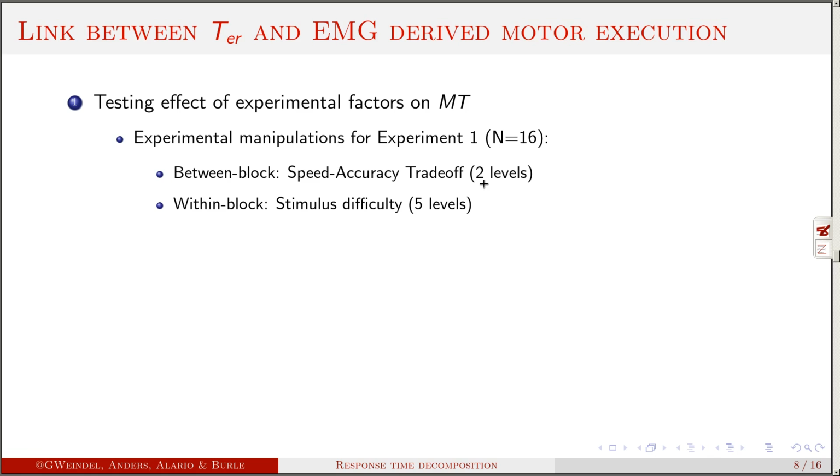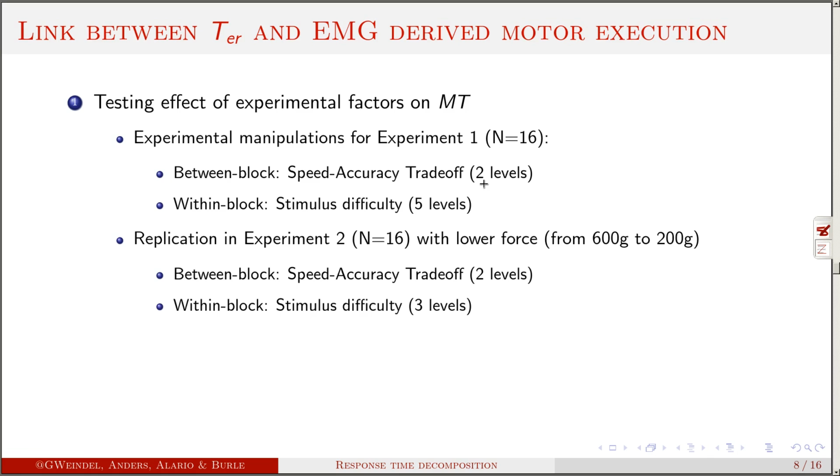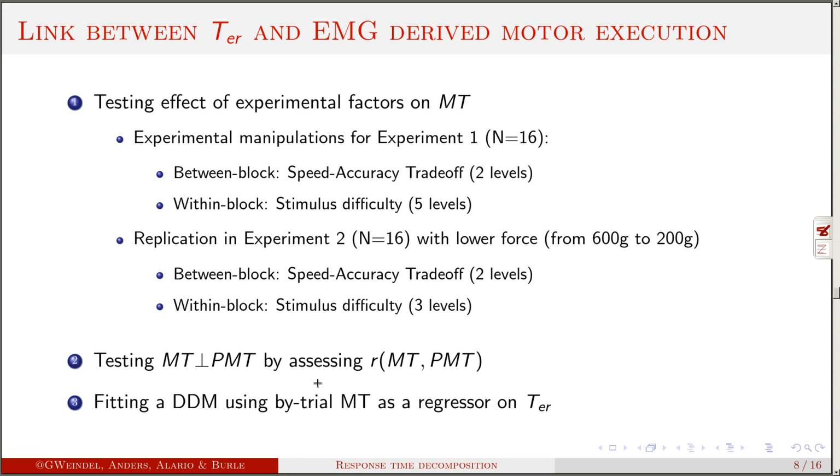We then tried to replicate the results in a second experiment with again 16 participants, but this time, however, we reduced the force required for the participant to produce a response, and we were then closer to traditional task response execution settings. After evaluating the effect of experimental factors, we tested the independence between MT and PMT by computing the correlation between both measures. We then fitted a hierarchical drift-diffusion model using bitrial motor time as a regressor on non-decision time to test for the proportionality.